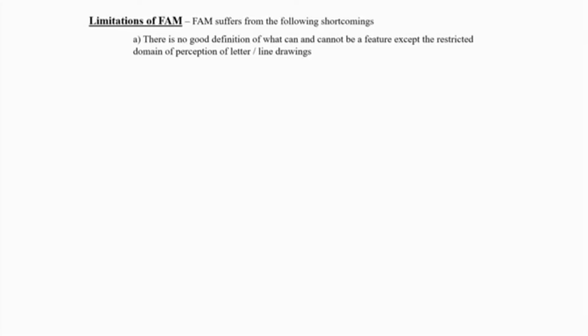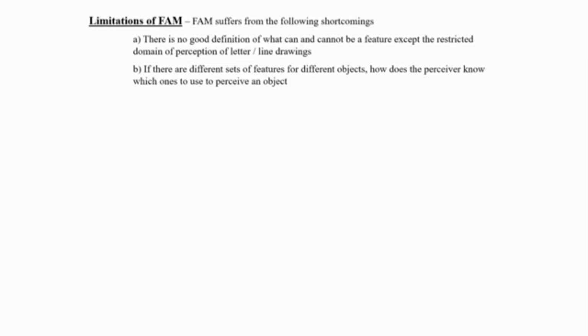The feature analysis model suffers from some very basic shortcomings. One of the first things is that there is no good definition of what a feature is and what is to be expected. The idea of what a feature should have, and what a feature should not have, is not very explicit, and so once a definition is not out there, we do not know what should be a feature, and how these features are identified. Another problem is that there are different sets of features for different objects, and how does the perceiver know which ones to use to perceive an object.